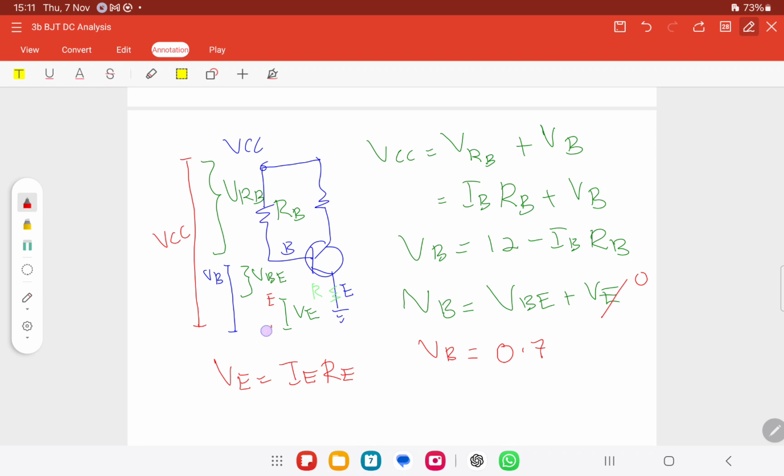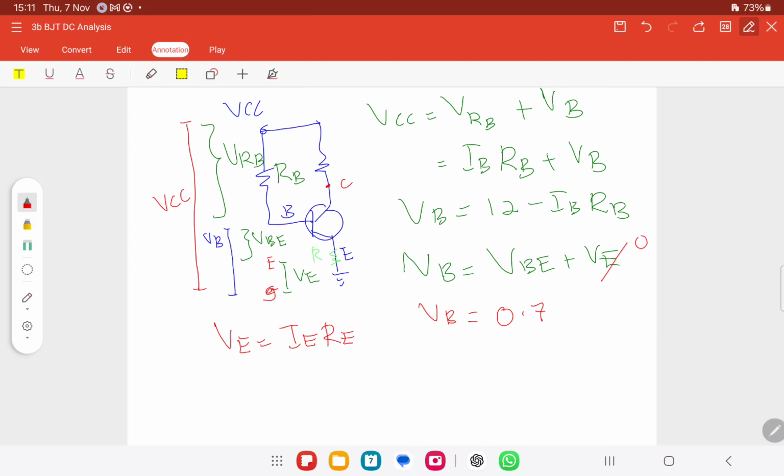Okay, E to the ground. Nampak tak? VE paling senang lah nak cari sebab dia paling bawah. What happened to the VC? Kalau VC pula macam mana? C dekat sini.